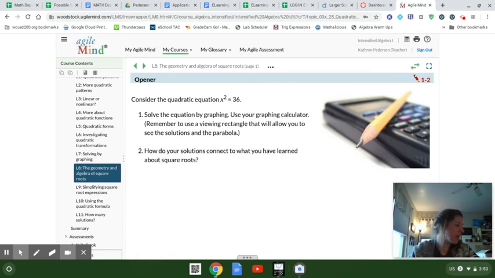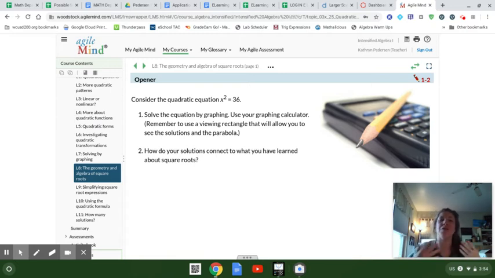That would have been the lesson you just did on Monday. But we're going to review that really quick. But then we're going to move into how do I do this algebraically? What if I didn't want to use the calculator? Then how would I solve this equation? I'm going to show you one of the ways.